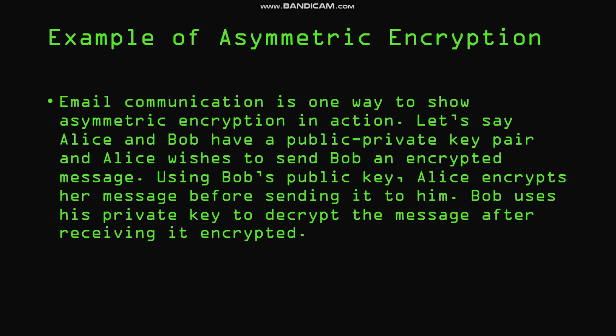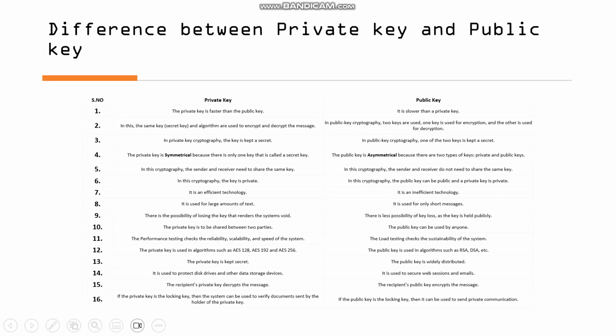Here, I would also like to talk about the difference between the private key and the public key. As you know, cryptography is a science of secret writing with the intention of keeping data secret. Cryptography is classified into symmetric cryptography, asymmetric cryptography, and hashing. As you know, today we talk about asymmetric encryption. Here we have two keys, the private key and the public key.